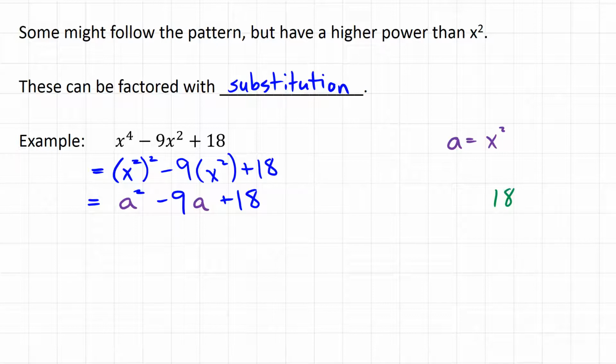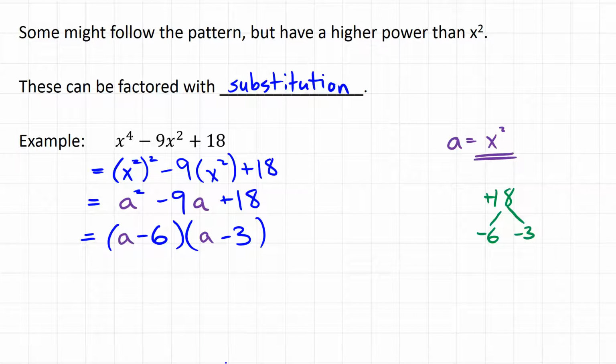So I find numbers that multiply to positive 18 and add to negative 9. That would be negative 6 and negative 3. So this would factor to a minus 6 times a minus 3. But my original question did not have a in it, it had x in it. So then I have to substitute that back in, and so really this is x squared minus 6 times x squared minus 3.